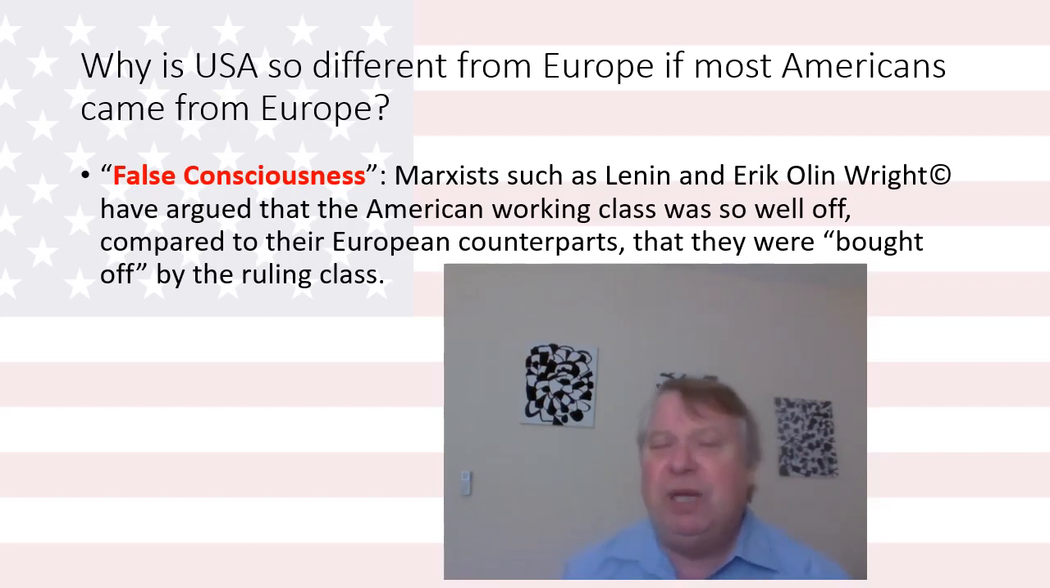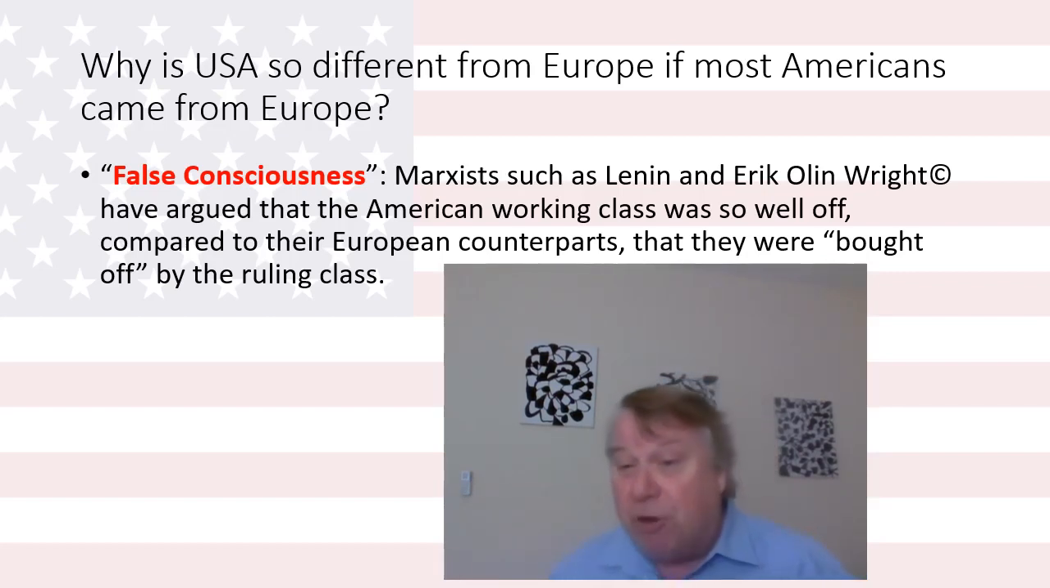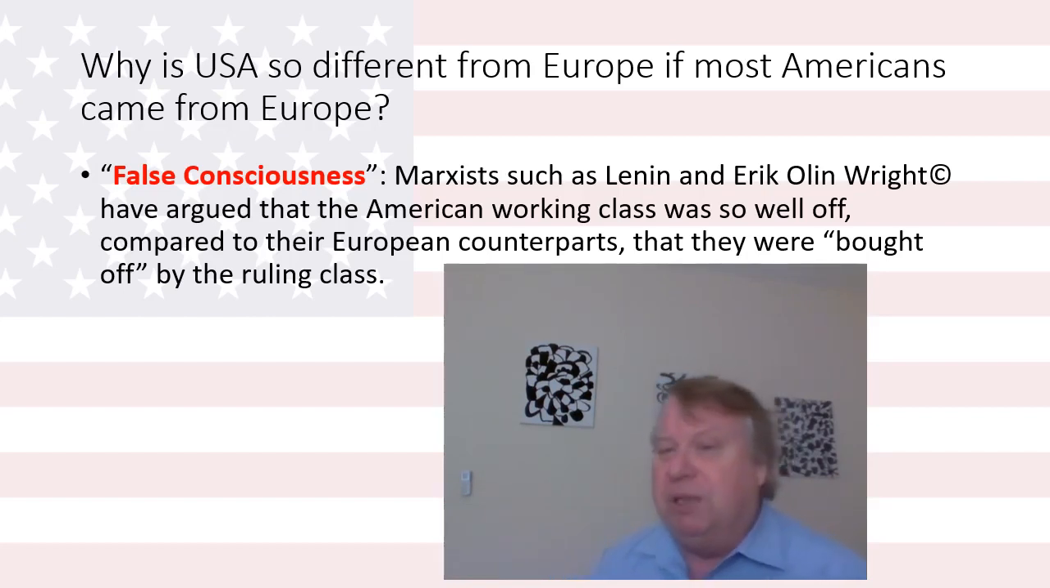So why is the U.S. so different from Europe if most Americans came from Europe? Of course, Marxists might say this is false consciousness. The American working class have always been relatively well off compared to their European counterparts. And why? Because they have higher salaries, there's a lot of free land, the food was very cheap, you had slavery, that meant white workers or white immigrants would have a privileged position in society.